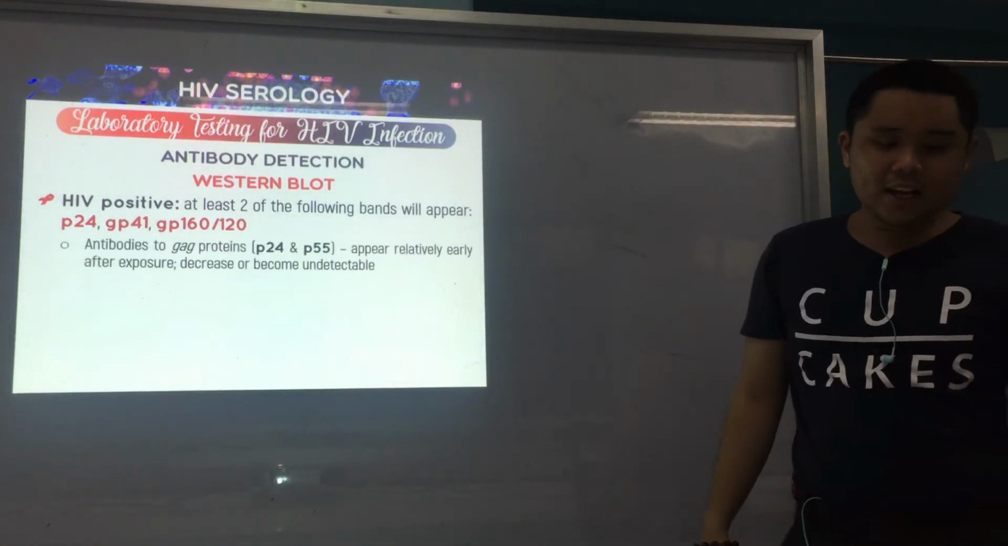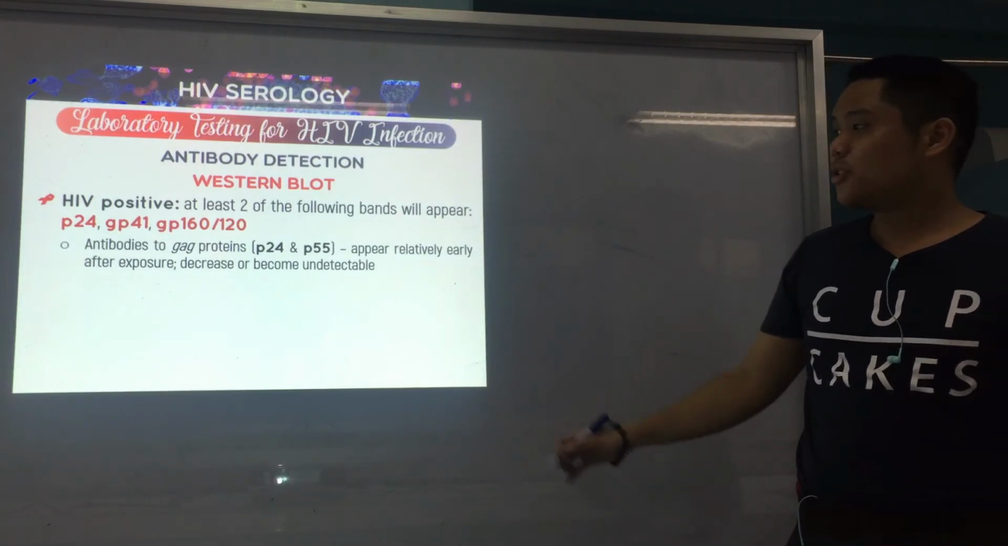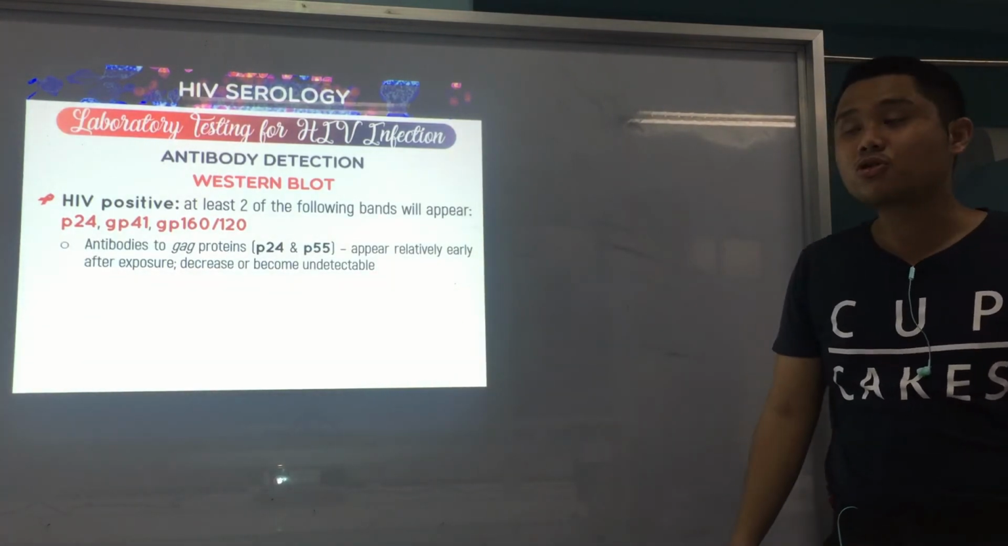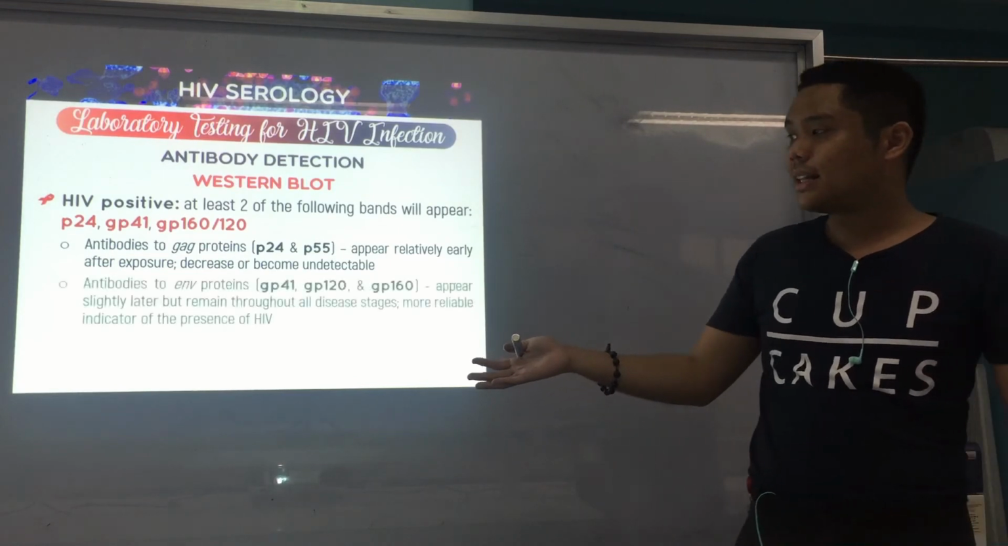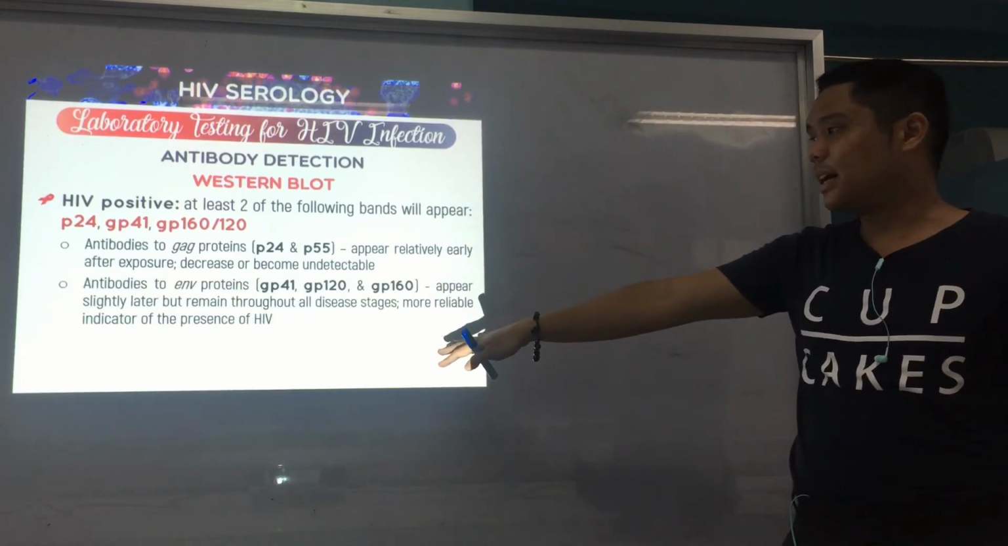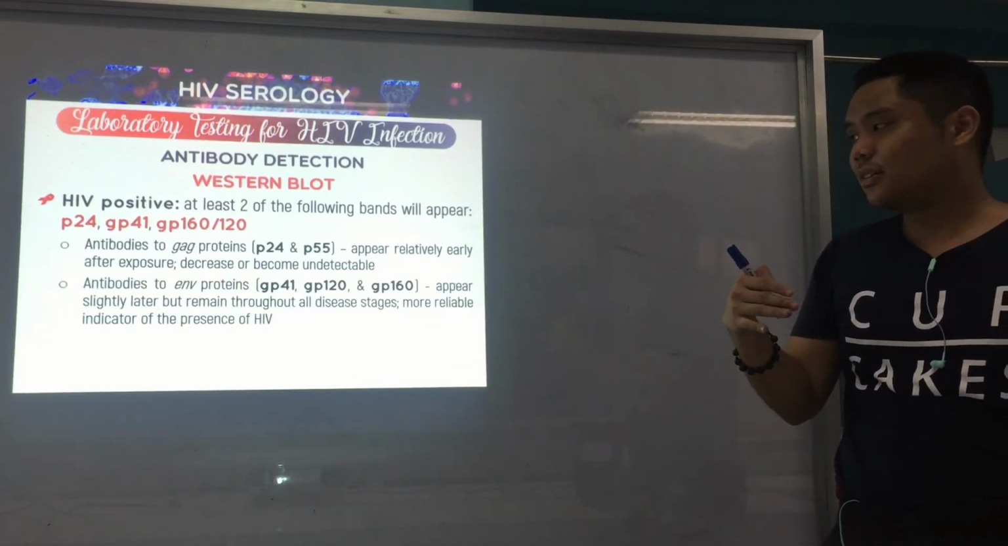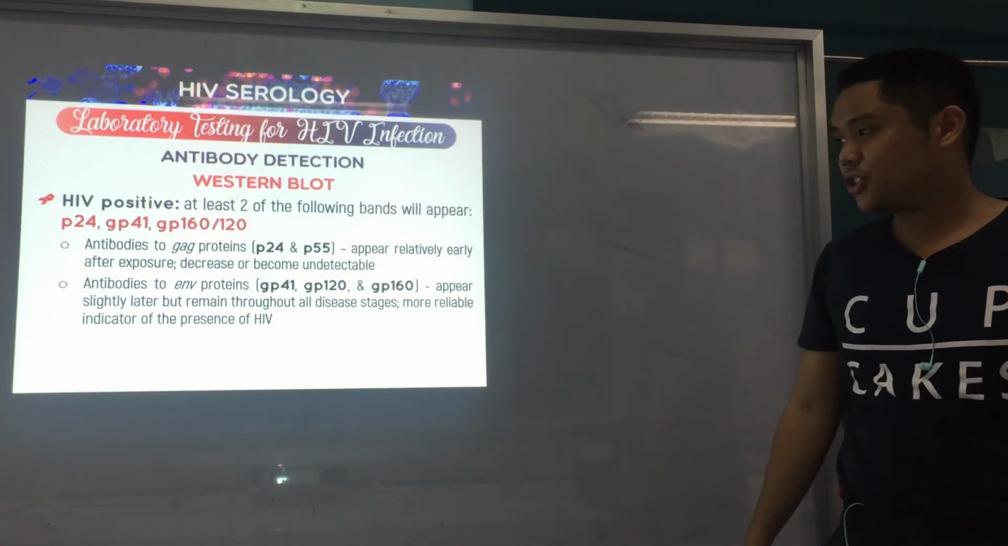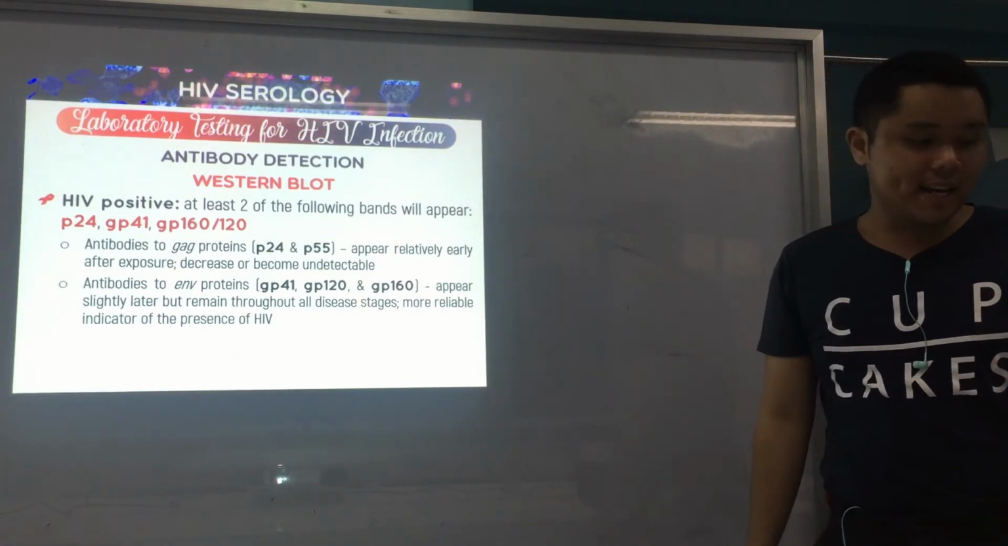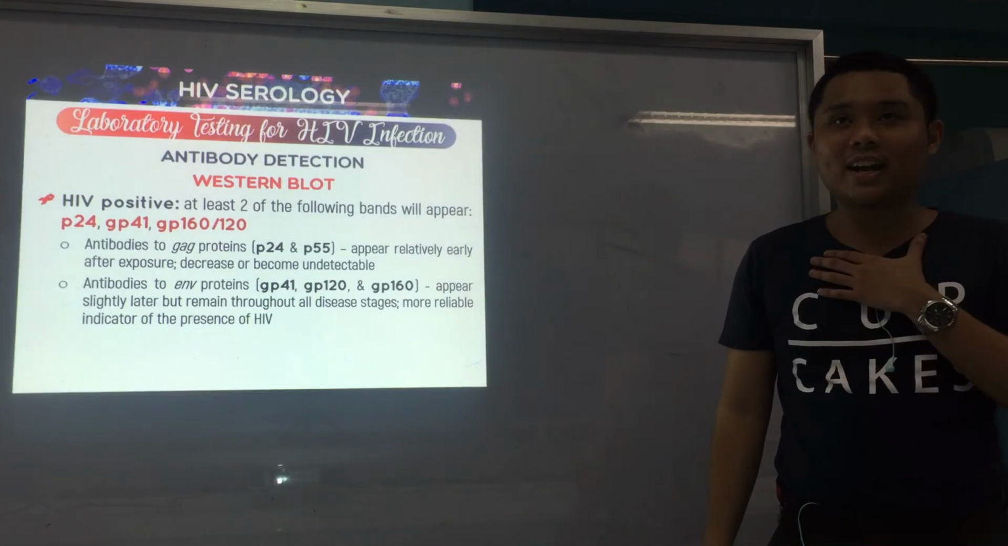Okay. So antibodies to gag proteins, they appear relatively early after exposure, and then they decrease or become undetectable. And your antibodies to GP41, they appear slightly later, but remain throughout all the disease stages. More reliable indicator in the presence of HIV. So, chakta na di akong giingon.